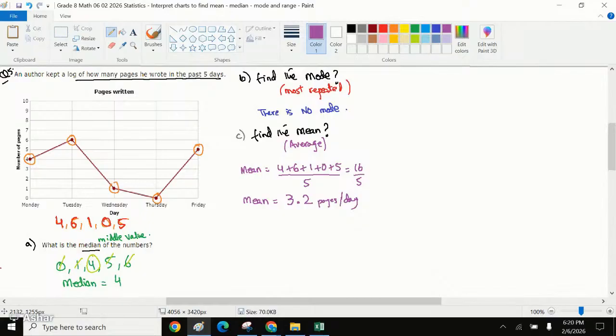We are given different types of graphs and we are trying to find the mean, median, mode, and the range, okay?